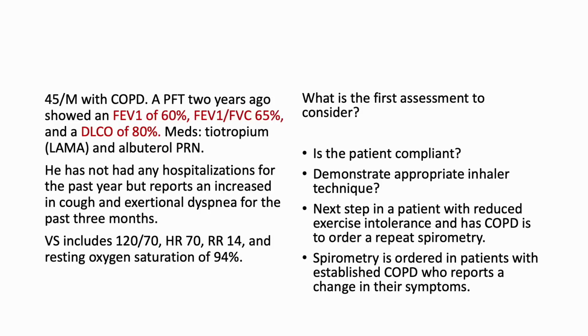First, find out if the patient is compliant with his inhaler and make sure that the patient demonstrates appropriate inhaler technique. Once both medication compliance and inhaler technique have been confirmed, the next best step in a patient with reduced exercise tolerance who has COPD is to order a repeat spirometry. Spirometry is ordered in patients with established COPD who report a change in their symptoms. 2 years ago, his FEV1 was 60%, which places him under GOLD 2, or moderate airflow obstruction, if you refer back to the previous slide.